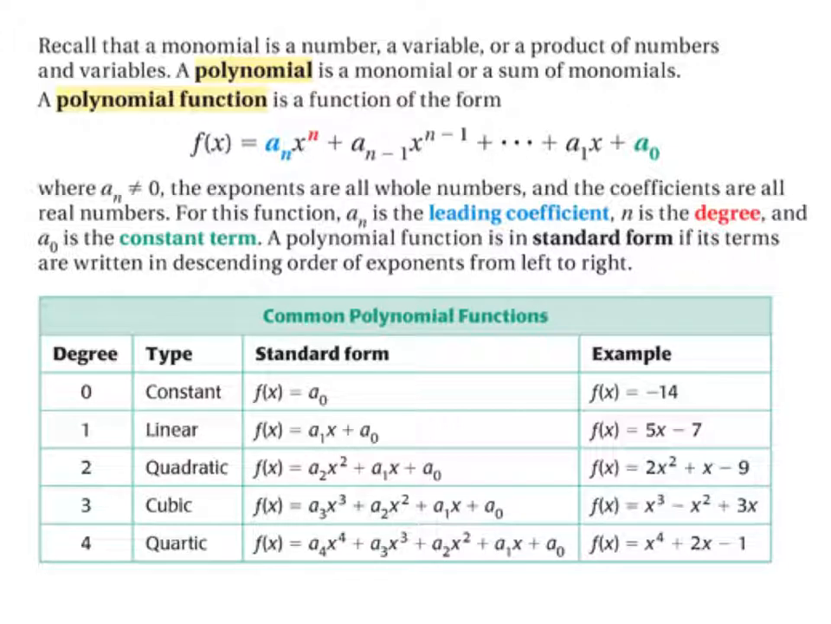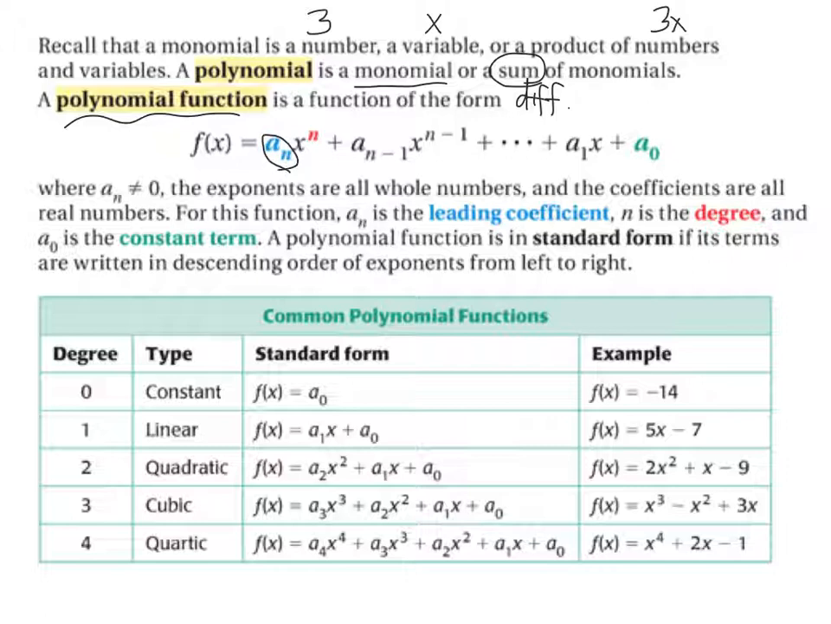So recall that a monomial is a number, a variable, or a product of numbers and variables. What this means is a number like 3, a variable like x, or a product of numbers and variables like 3x. That is a monomial. A 3 is a monomial, an x is a monomial, a 3x is a monomial. A polynomial is a monomial or a sum or difference of monomials.